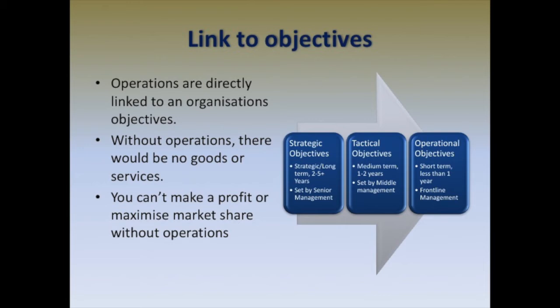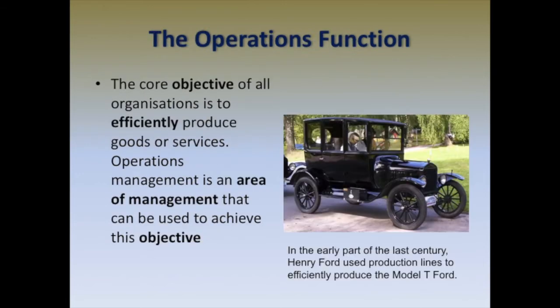So the core objective of all organisations is to efficiently produce goods or services. Operation management is an area of management that can be used to achieve this objective. So I've got the example here of the Model T Ford. I'm actually going to look at this as a quick case study. I know it's not from the past 4 years. It's from a little bit further back than that. But it's an interesting one to talk about.